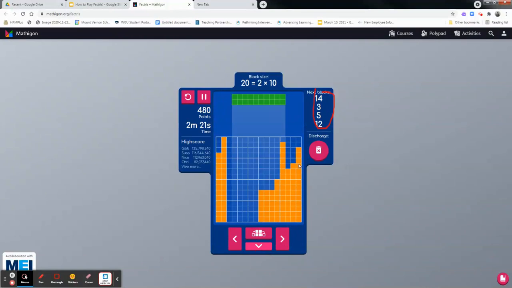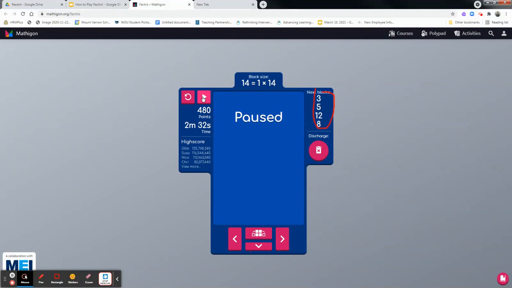And a 20 is coming next, so I'm thinking 4 by 5 might be nice. And I'm going to bring it over here. And there we go. So I'm going to stop that right now, pause, and get your exit slip next.